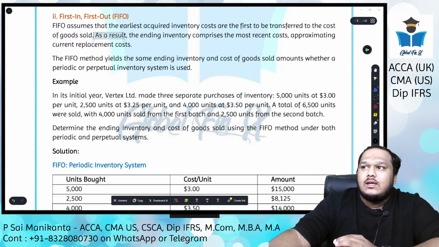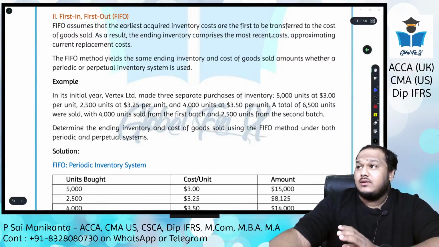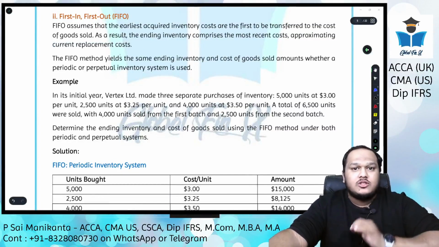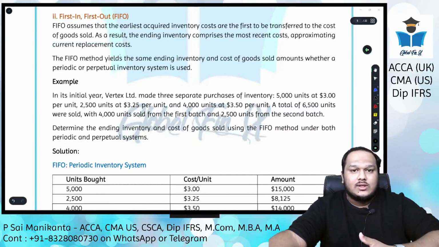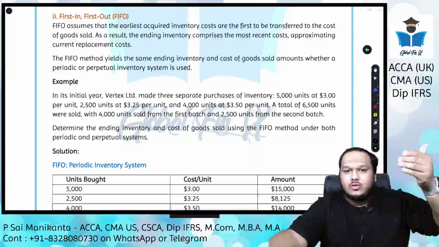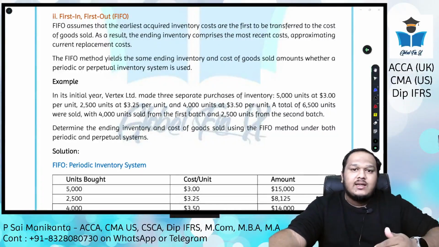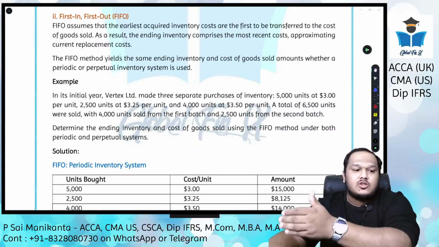As a result, the ending inventory comprises the most recent cost approximating current replacement cost. So whatever is there in the closing stock, that is assumed to be from the latest ones, because you are selling first in, first out. So you are selling the first batches out first. So whatever is left is from the latest batches that reflect the latest cost prices.